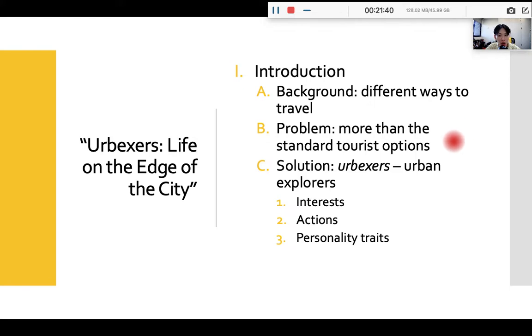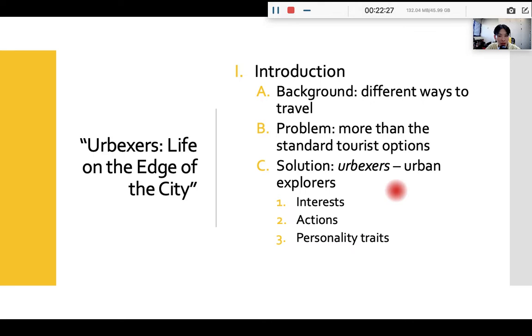Okay, and who are they? They are urbexers. So this is a word coined by the author. It is made up of urban and explorers, and together it is urbexers. So from here, we also know what they are interested in. They are interested in something less beautiful, and they are interested in places people are not usually interested in. And what do they do? They visit closed subway stations, shopping malls, or amusement parks.